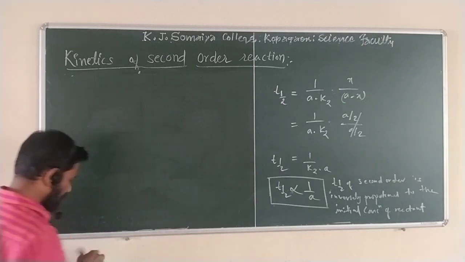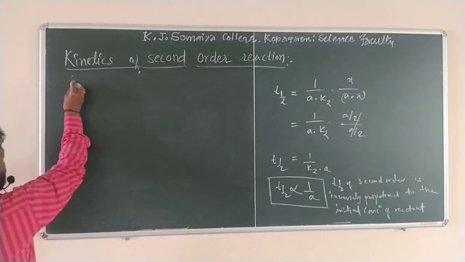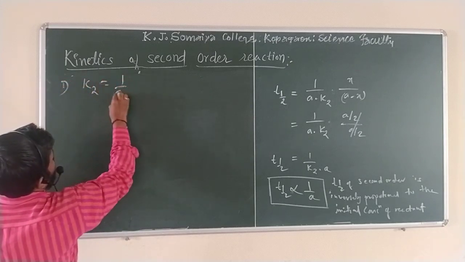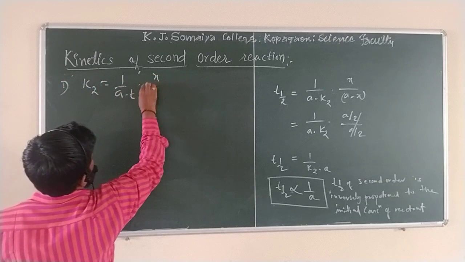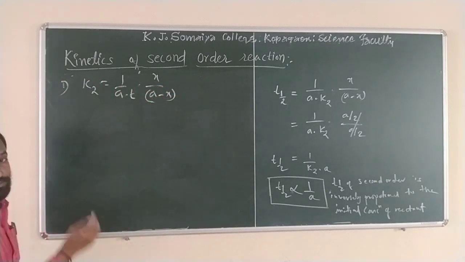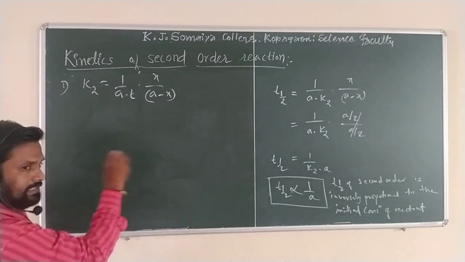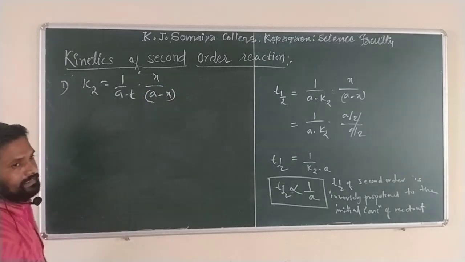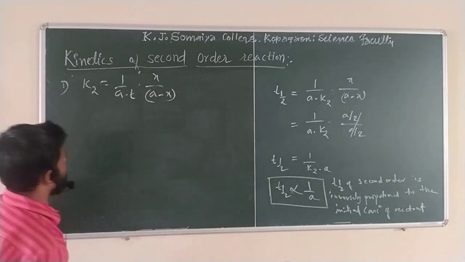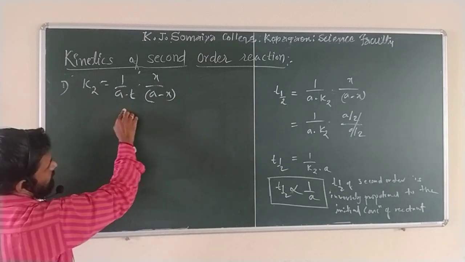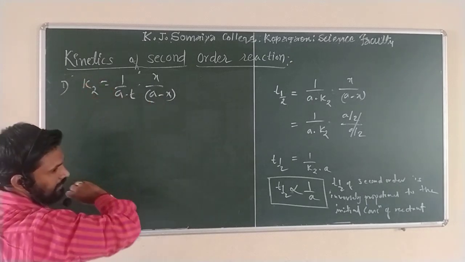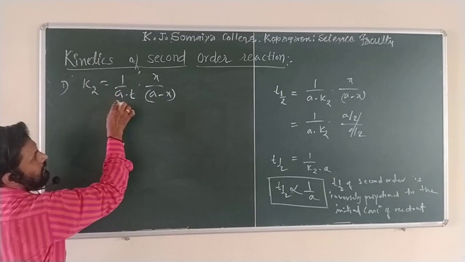First of all, we found the rate constant, that is K2 is equal to 1 upon a t, x upon a minus x. This is the formula we obtained for the second order reaction involving a single reactant molecule. Keep it in mind. Only a single reacting molecule is involved in this second order reaction. For that, K2 equals 1 upon a t, x upon a minus x. Here K2 is the rate constant of the second order reaction, which is dependent on initial concentration.